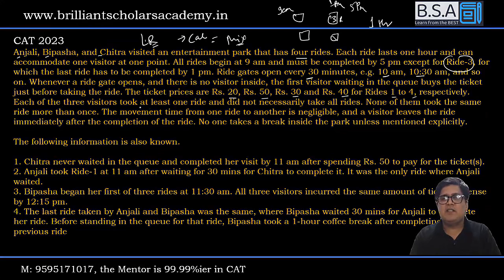Each of the three visitors took at least one ride and did not necessarily take all rides. None of them took same ride more than once. एक ही बार जाओगे राइड में, दोबारा you cannot. तो ऐसा, when I'm reading, I'm creating that analysis, एक ही बार एक राइड में एक पर्सन जाएगा. The movement time from one ride to another ride is negligible. सो यहां से निकल के इधर गए, does not matter. None of them took same ride more than once and so on. A visitor leaves the ride immediately after, no one takes a break in the park unless mentioned explicitly. Following is also known.